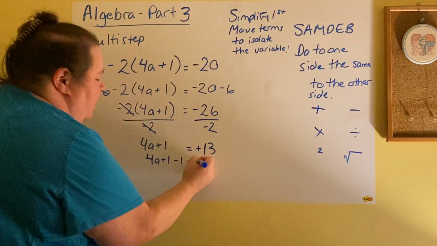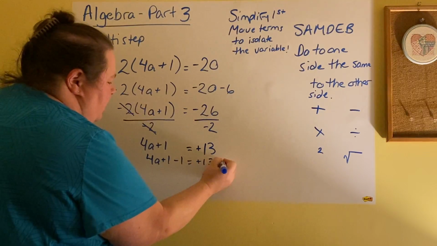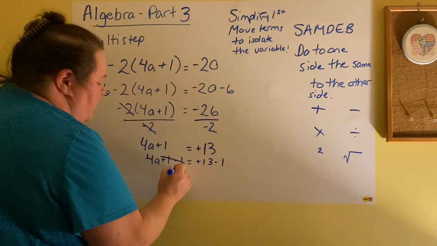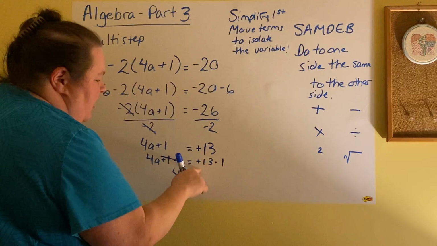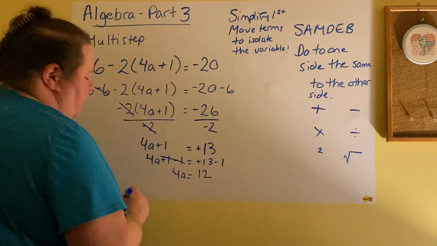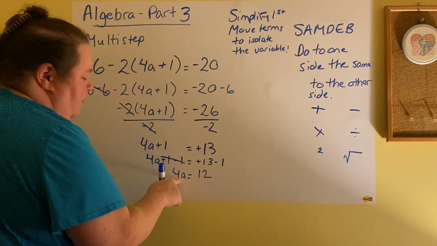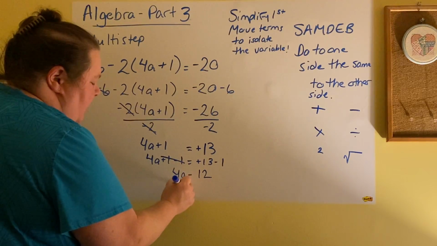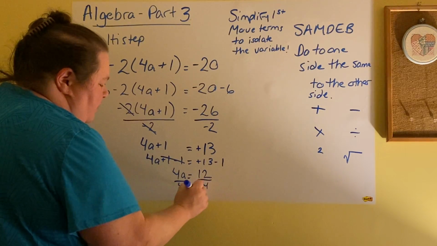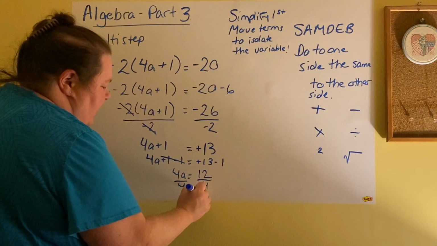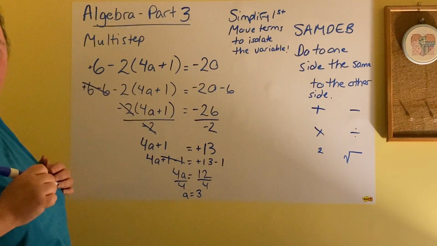by subtracting 1 on both sides. So then those cancel. I'm left with 4a. This equals 12. And this is 4 multiplied by a, so to cancel that, I'm going to divide by 4 on both sides, and I'm left with a equals positive 3.